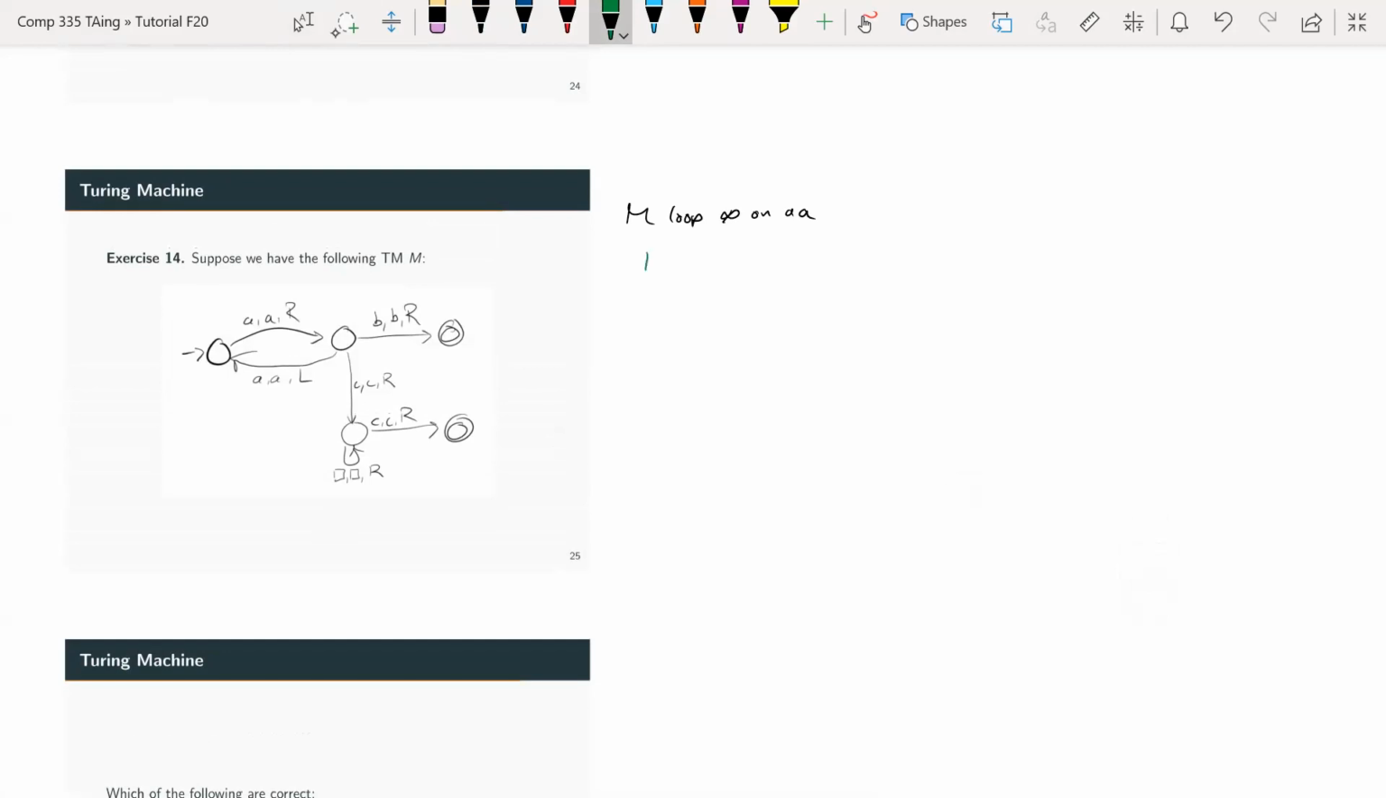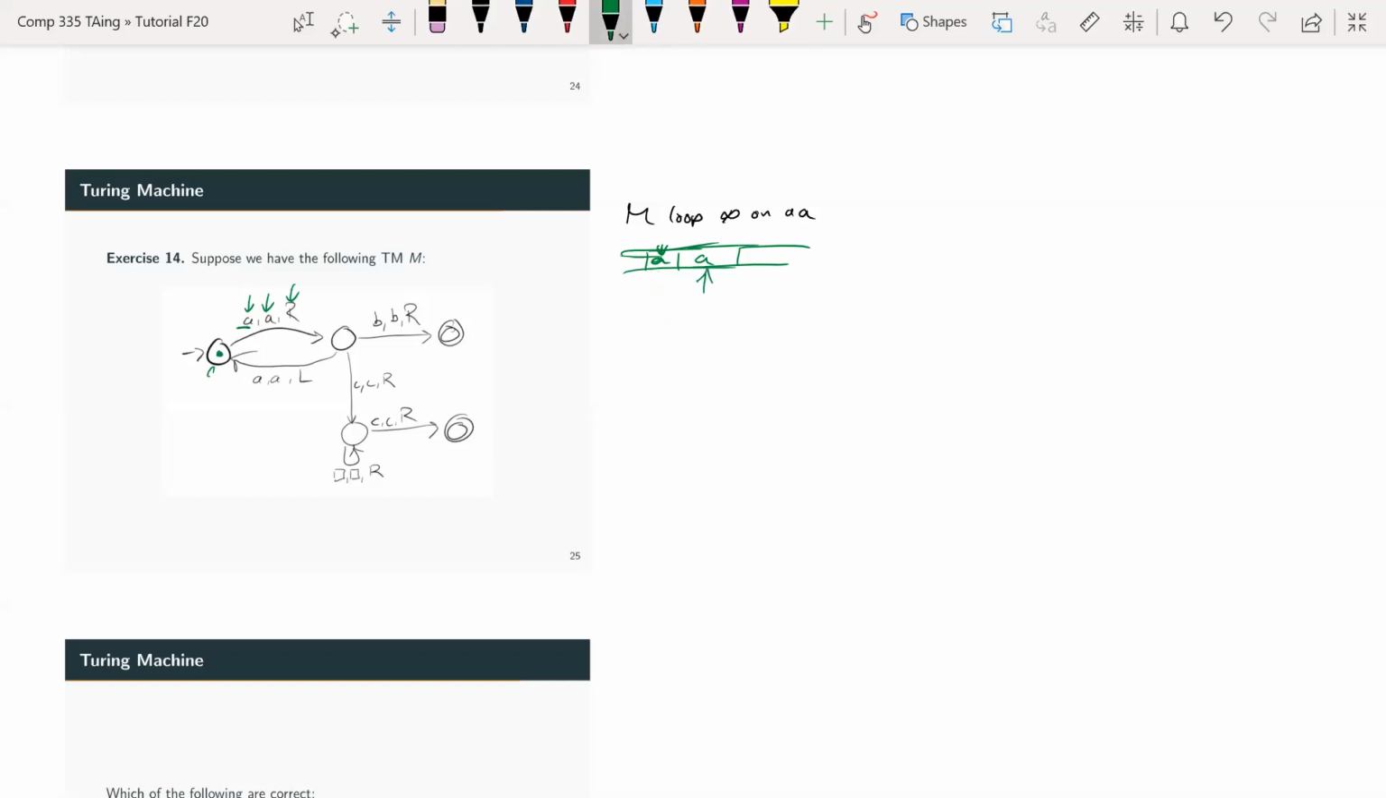So let's say you have A A on your input tape. Remember, in a Turing machine, in your initial state, you always start at the beginning of the input tape. So you start at the beginning of the input tape, and then you use the transitions that are given. Remember what the transitions say. You're at Q0, you're reading an A, so you write an A and move your pointer to the right.